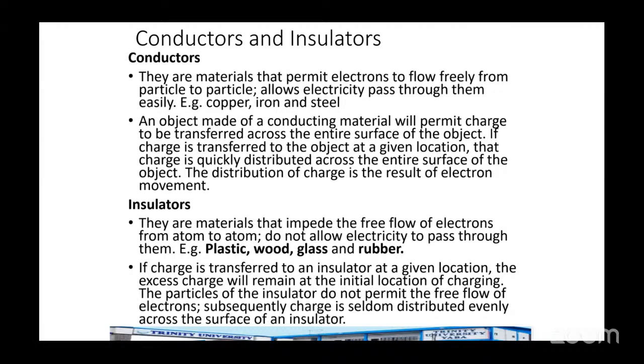Examples of conductors are copper, iron, and steel. Examples of semiconductors are germanium, silicon. And examples of insulators are plastic, wood, glass, rubbers.